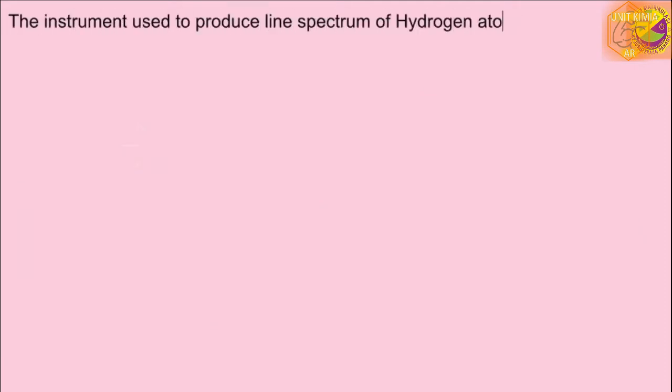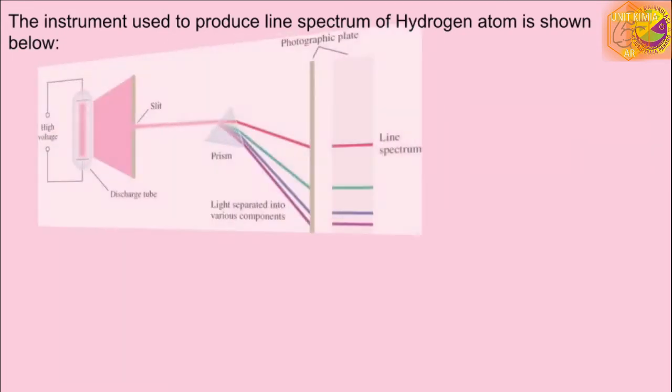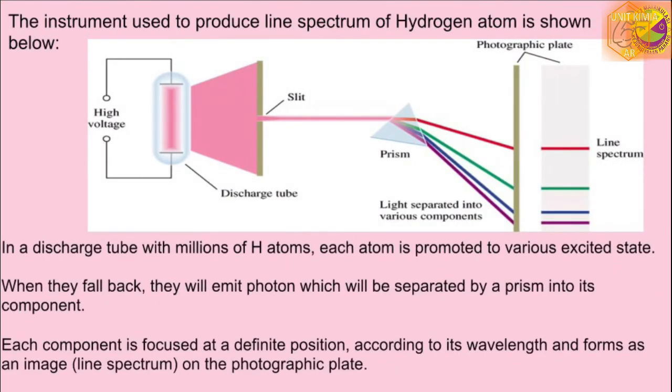The instrument used to produce the line spectrum of hydrogen atom is shown below. In a discharge tube with millions of hydrogen atoms, each atom is promoted to various excited states. When they fall back, they will emit photons which will be separated by a prism into its components. Each component is focused at a definite position according to its wavelength and forms an image, which is the line spectrum, on the photographic plate.